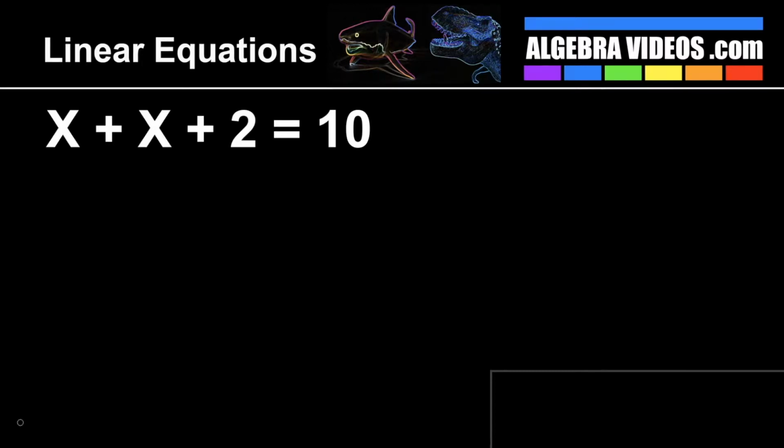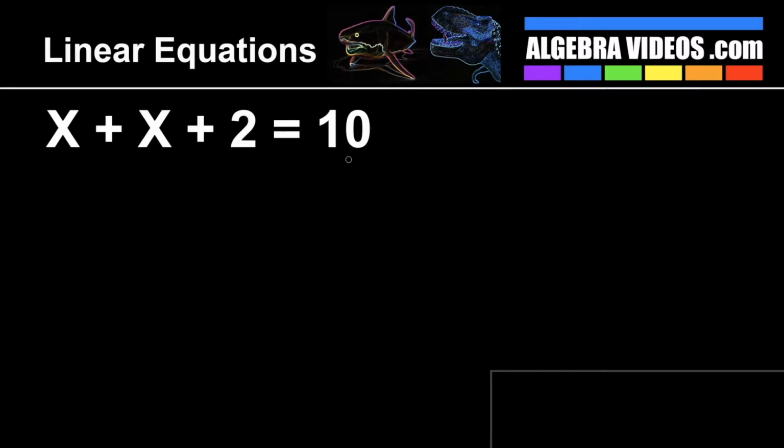Okay, x plus x plus 2 equals 10. We want to solve for x, or another way to say it is to get x by itself on one side of the equation. Right now we have two different terms that have x, and we have a constant, the number 2, and another constant, the number 10 on the right side. So how do we get x by itself?